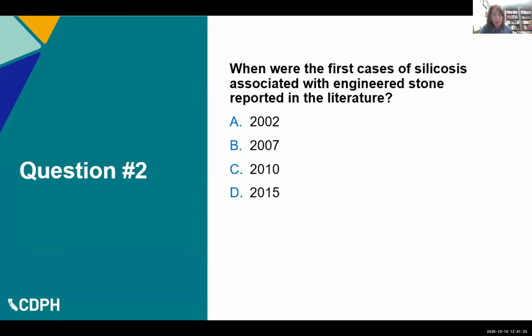The first reported case that I'm aware of, there's a series of 3 cases that were reported from Spain in 2010. And I think the takeaway here is that this isn't a brand new problem. It's been going on now for 15 or more years, and yet continues. We'll get to a little bit more of the epidemiology in a moment.